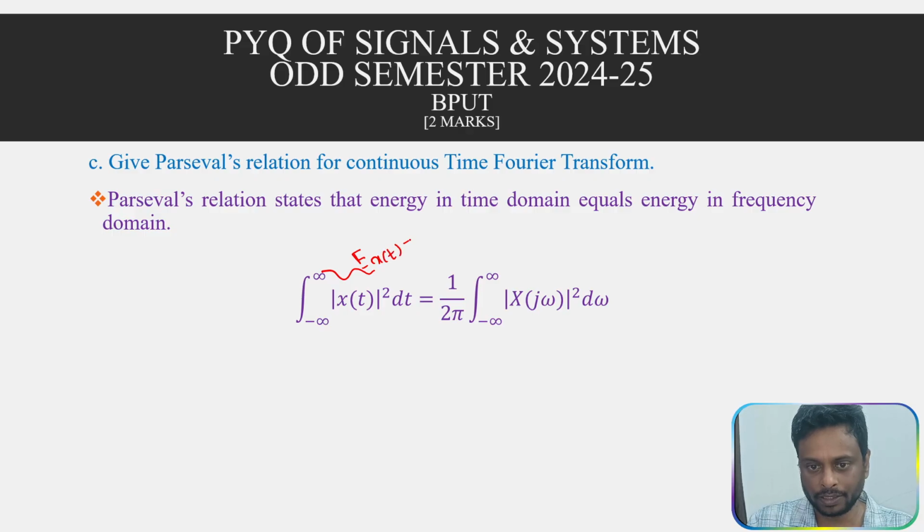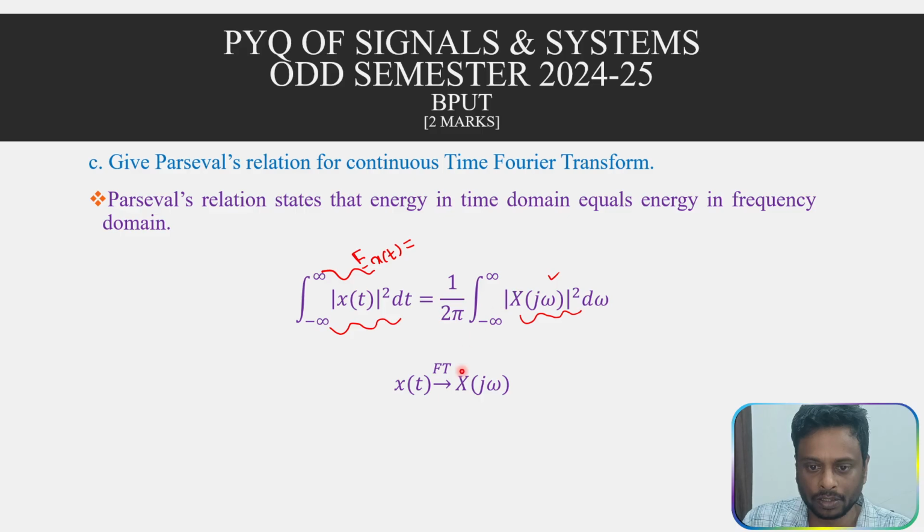How to find out the energy of a continuous time signal? In the frequency domain, it should be 1 upon 2 pi. This is the energy formula. So the Parseval theorem states that the energy in the time domain is equal to the energy in the frequency domain.